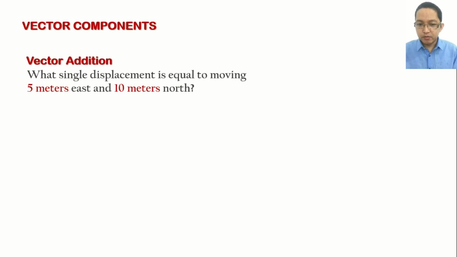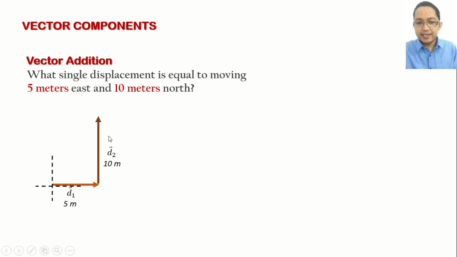What single displacement is equal to a movement of 5 meters east and 10 meters north? If we use arrows, it will look like this. Here is the starting point, then you go 5 meters east, then continue 10 meters north. The end point is here. That single displacement is this vector from the starting point to the end point.